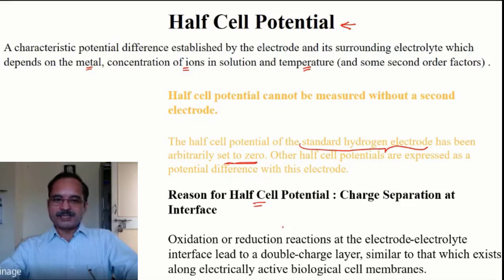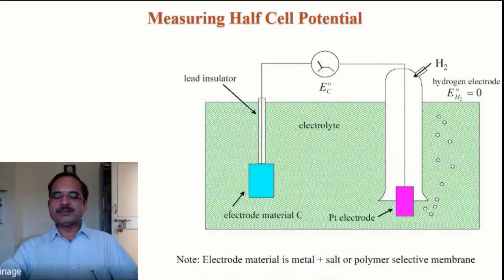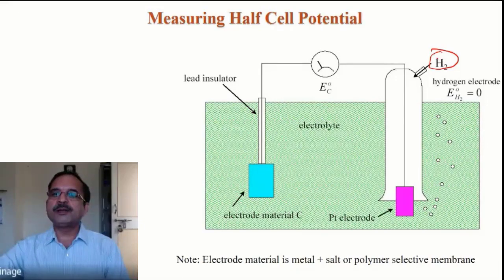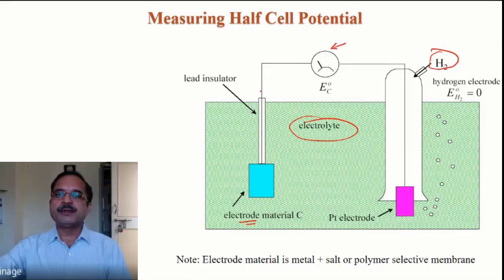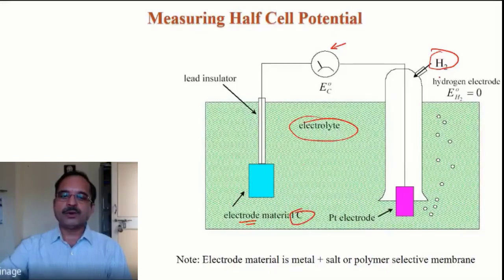Now, why does this half cell potential exist? Actually, this is related to chemistry. It is an oxidation or reduction reaction, some chemical reaction taking place at the electrolyte interface, which leads to a double charge layer, similar to that which exists in electrically active biological cell membranes. So oxidation or reduction reactions take place, and it gives rise to this half cell potential. This diagram indicates how this half cell potential is used. The hydrogen electrode here acts as the reference, this is the electrode material, and in between there is an electrolyte. This meter indicates the potential of this electrode material C with reference to the hydrogen electrode.